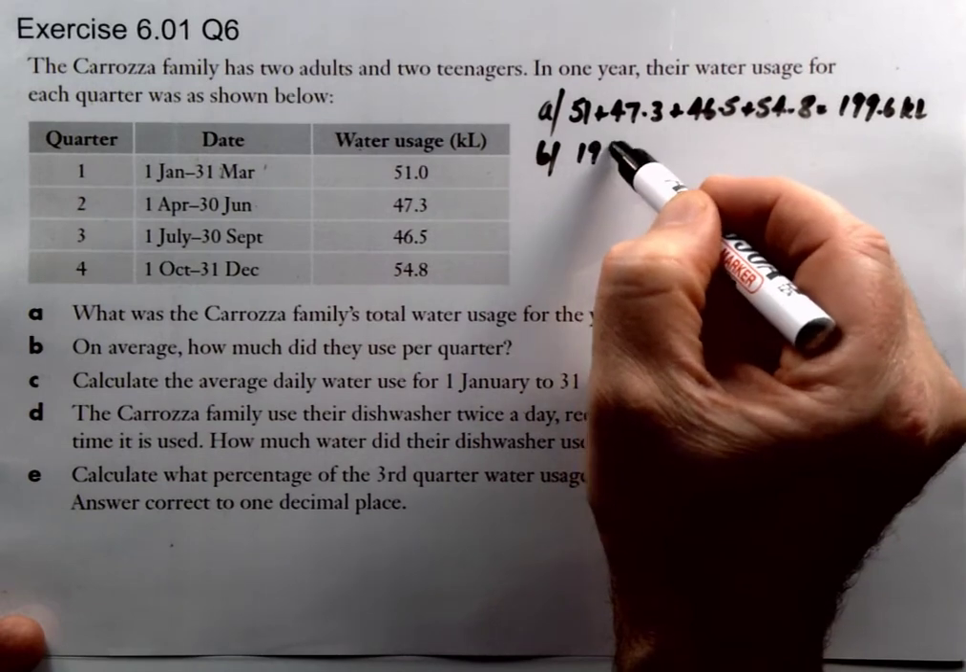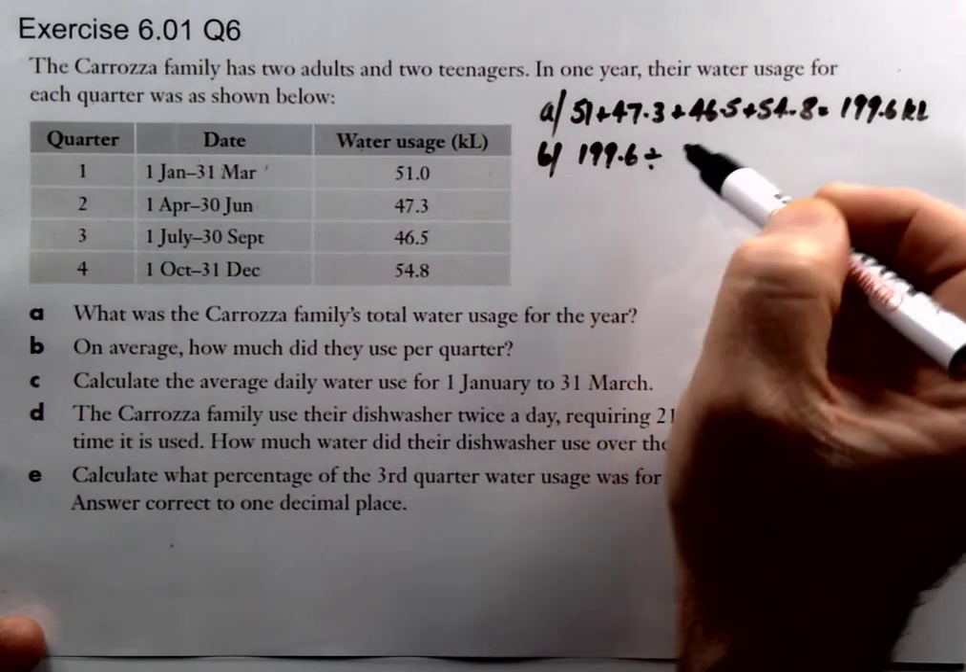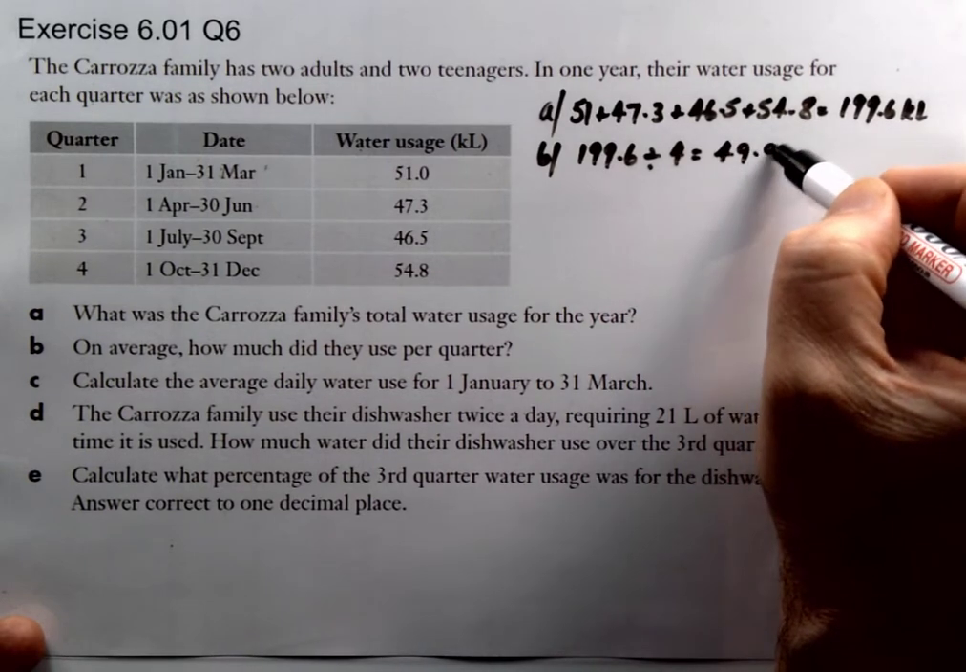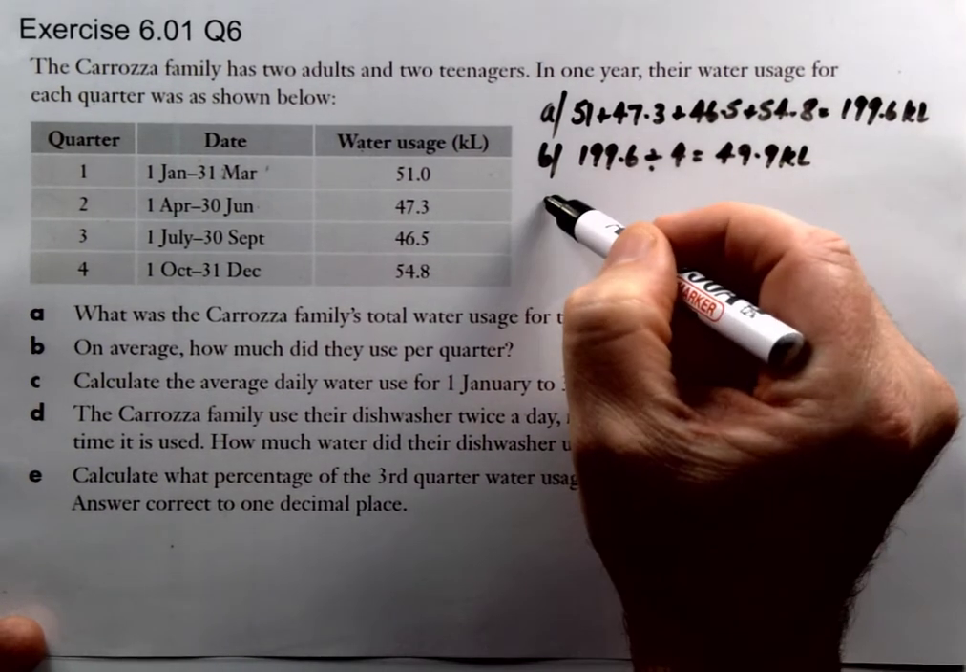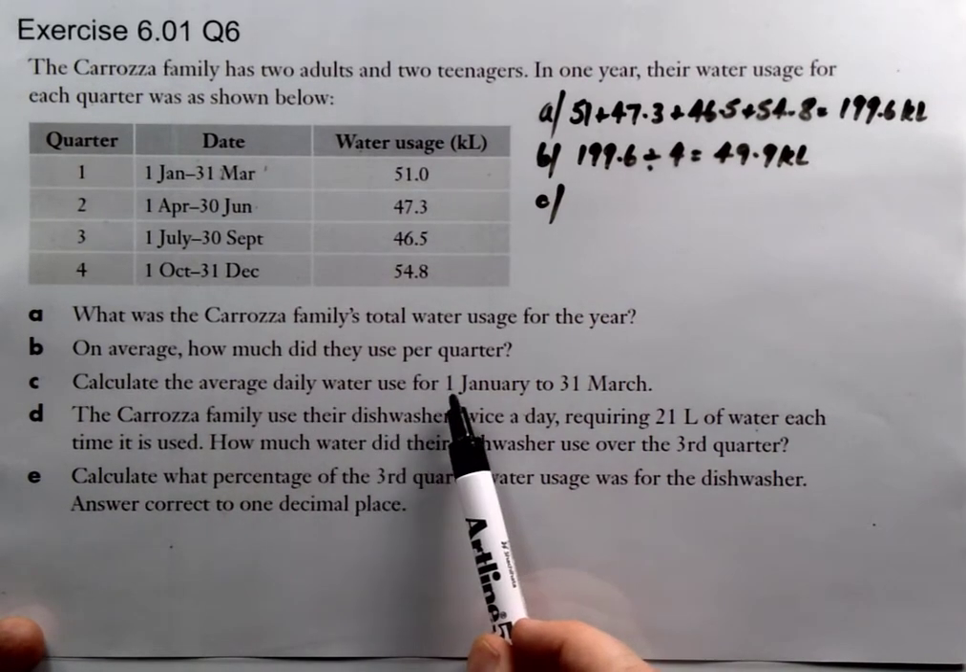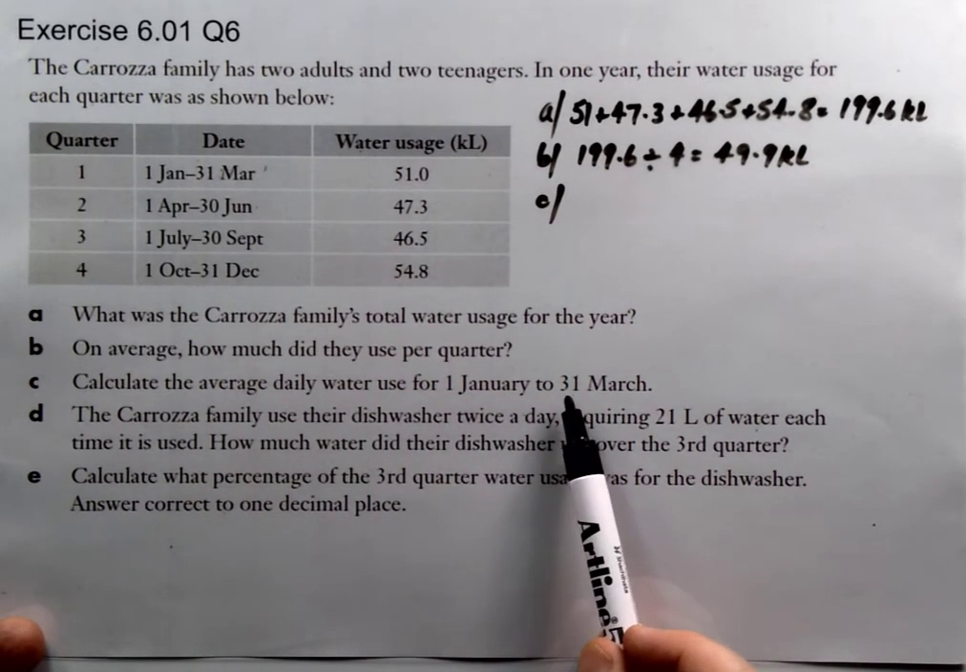Okay, part B, we need to find the average that they use per quarter, and that's quite simply that total divided by the number of quarters in a year. And if we work that out, we'll get 49.9 kilolitres.